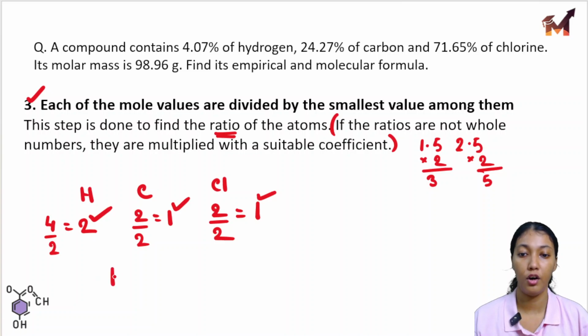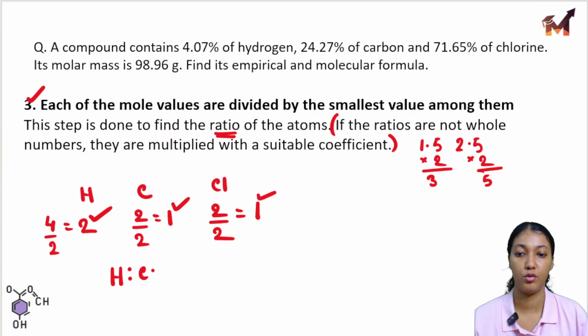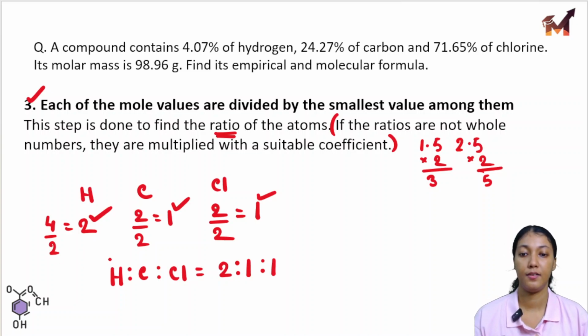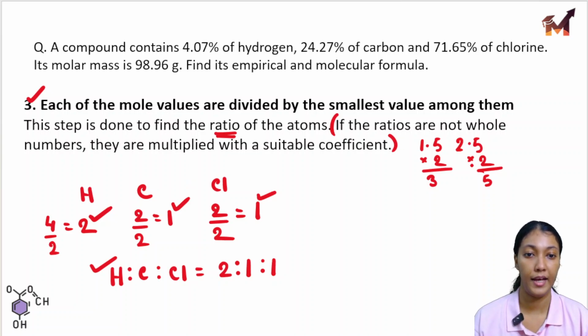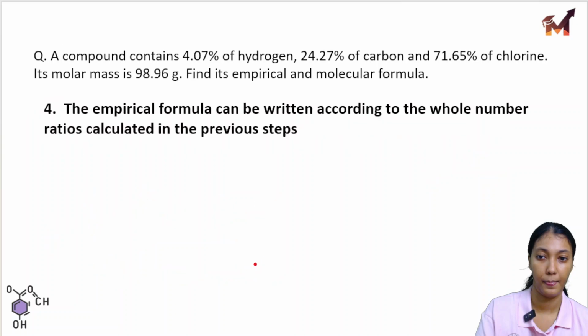So the ratio of hydrogen is to carbon is to chlorine, we have gotten 2:1:1. So this is very important, this ratio. So we have gotten the ratio after division. And if we had gotten any decimal like this, हमें बस एक suitable coefficient से multiply करके उसको एक whole number का रूप देना है. But we did not get that in this question. So we have just gotten our whole numbers, which is 2:1:1.